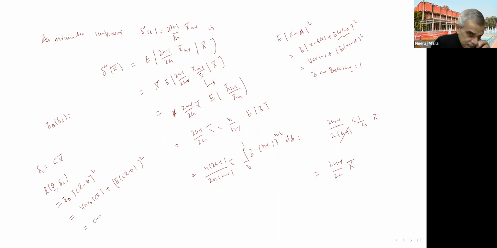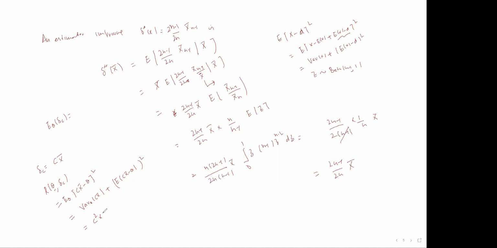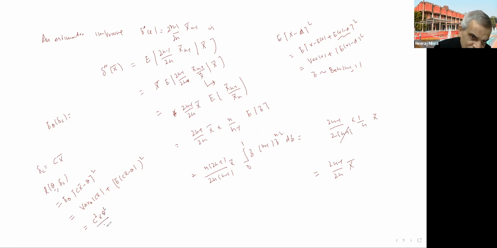Variance of C X bar is same as C square variance of X bar. Variance of X bar is sigma square by n. Right? What is the variance of exponential? Theta square. Theta square, right? So it is C square theta square by n. Right? C square, and then variance of X bar is sigma square by n, so theta square by n. Expected value of C times X bar minus theta would be C times expected value of X bar, which is theta. So (C minus 1) whole square into theta square. Is that okay?